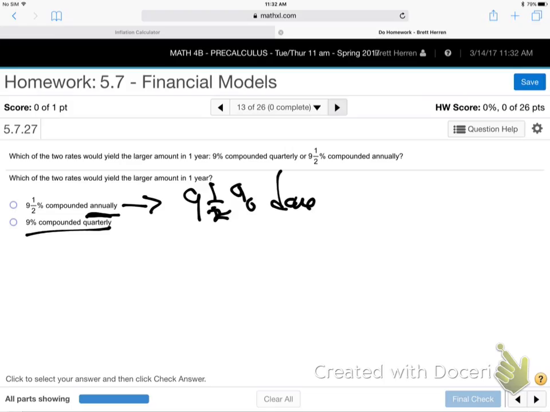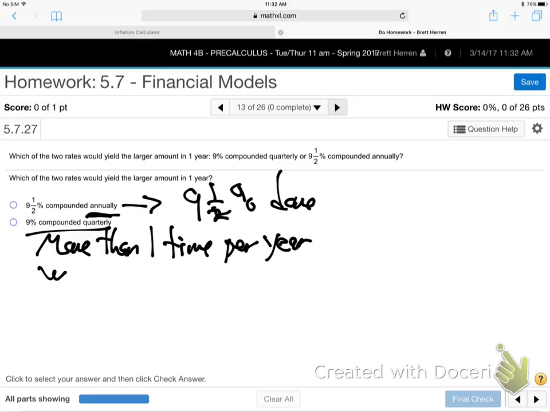It's only when they do more than once, right? If it's more than one time per year, we need to calculate the effect, because then it'll be different than it's listed. So if they do 9% quarterly, then that'll be a little more than 9% because they're doing it 4 times. If you just do it once, it is what it is. But if you do it more than once, then we've got to do the little formula.